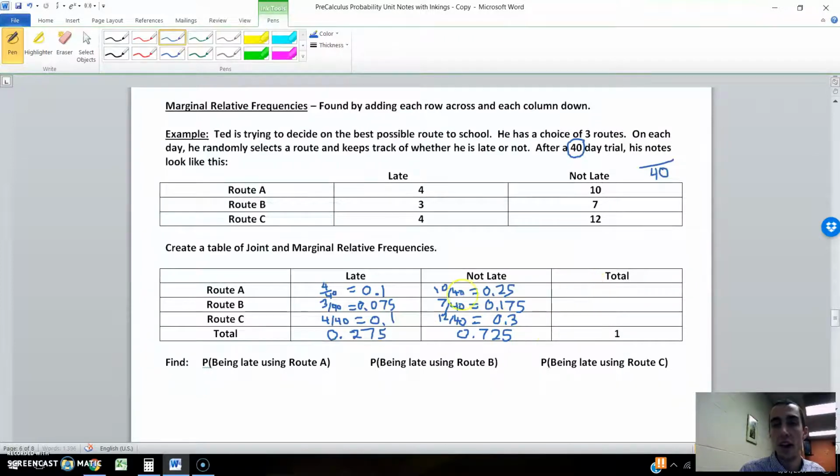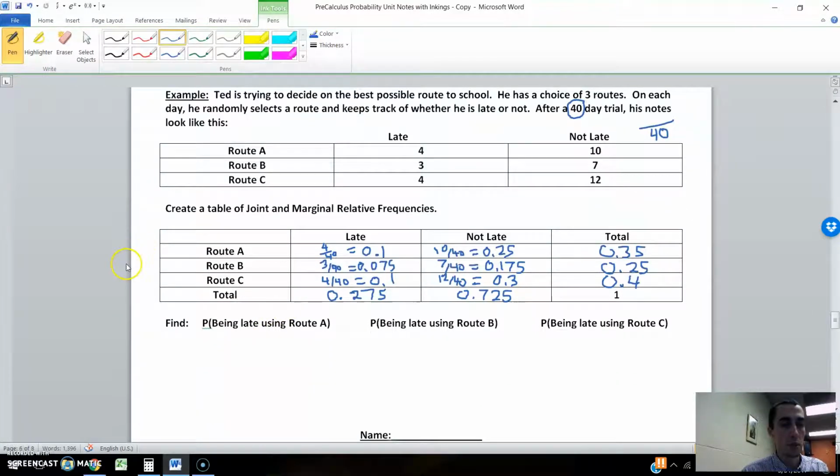And then adding across, we get the following values, which tells us that 35% of the time he used route A, 25% of the time he used route B, and then route C is 0.1 plus 0.3, or 0.4, 40% of the time.